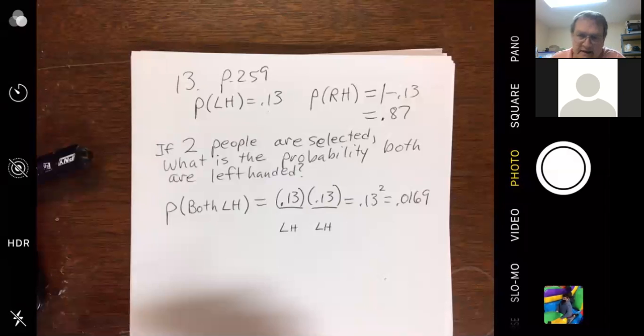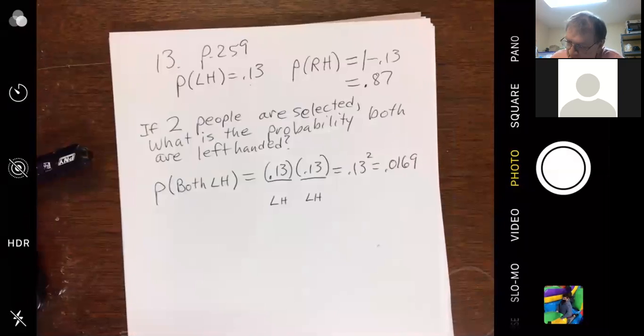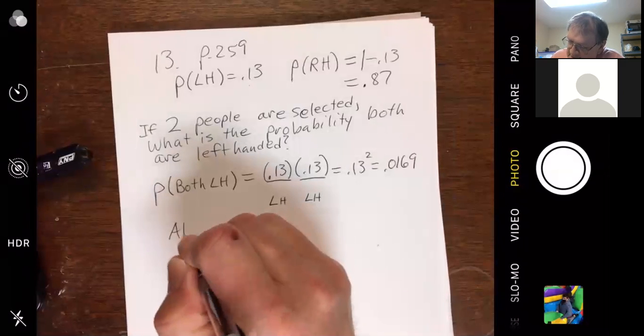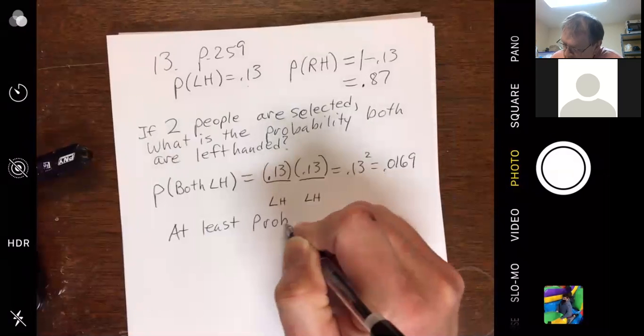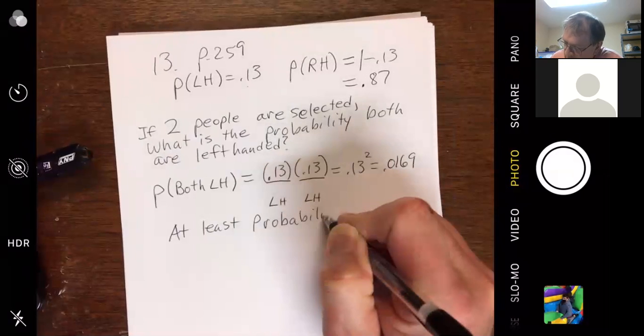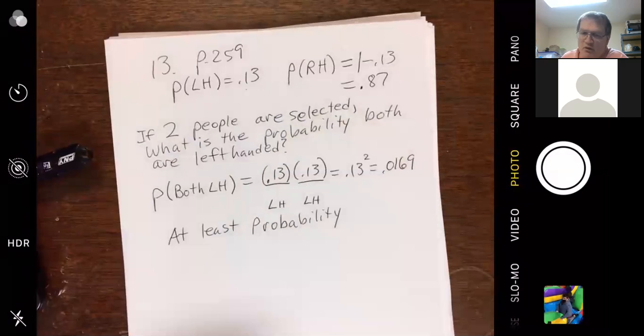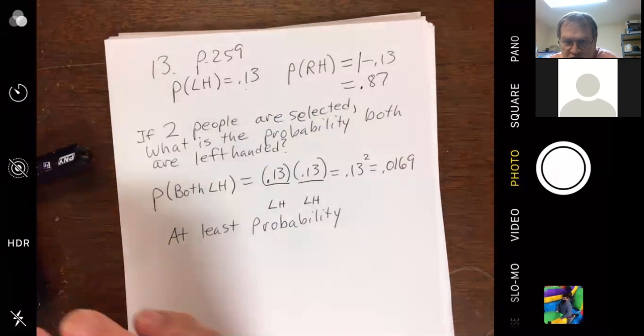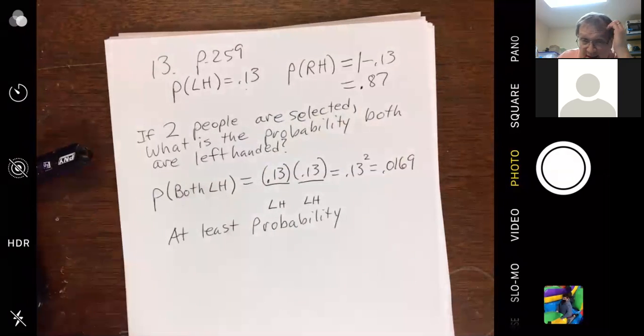So then they ask an at least probability. At least. And this is a little tricky. So I'm going to write it out both ways to show you. I'll write it out the long way, and then we'll show you the slick way.